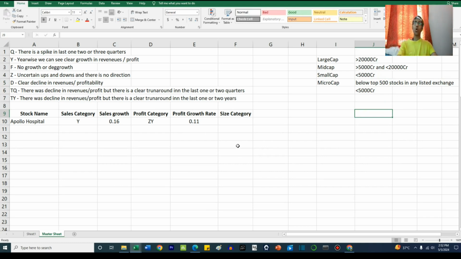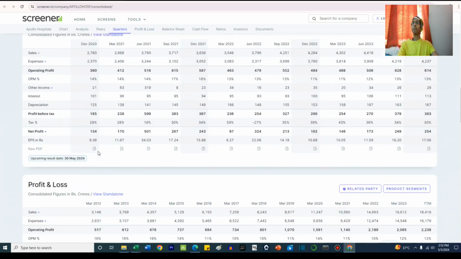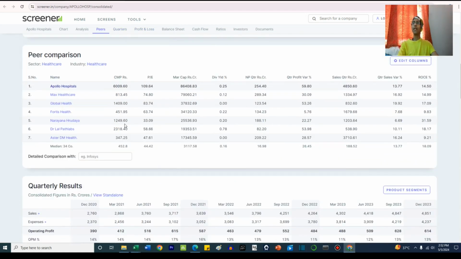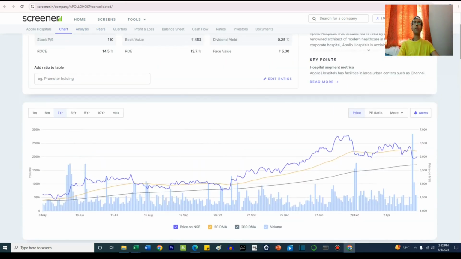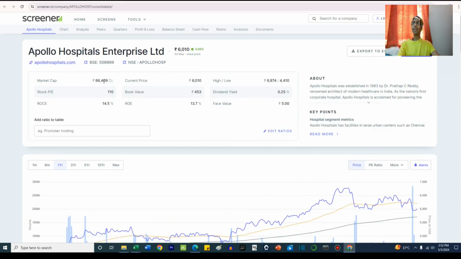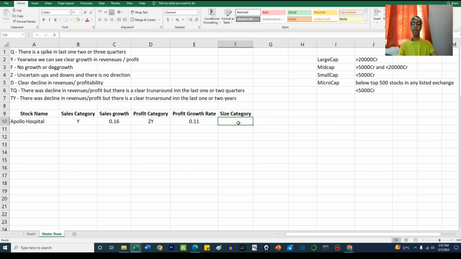So this is what the definition is. Now coming to Apollo Hospital, let's see the market cap of Apollo Hospital. So it is 86,409 crores. So this definitely belongs to the large cap category. So we write large cap.